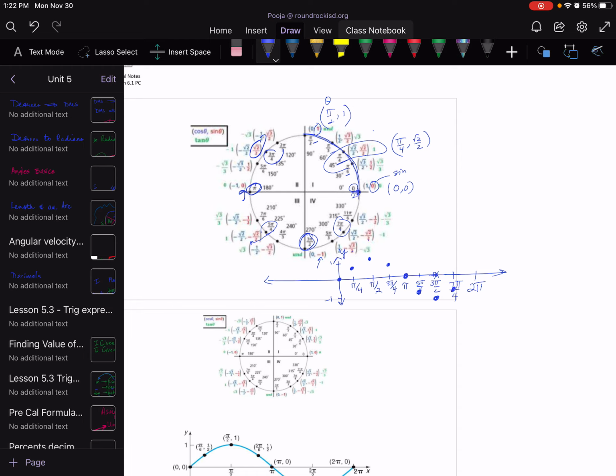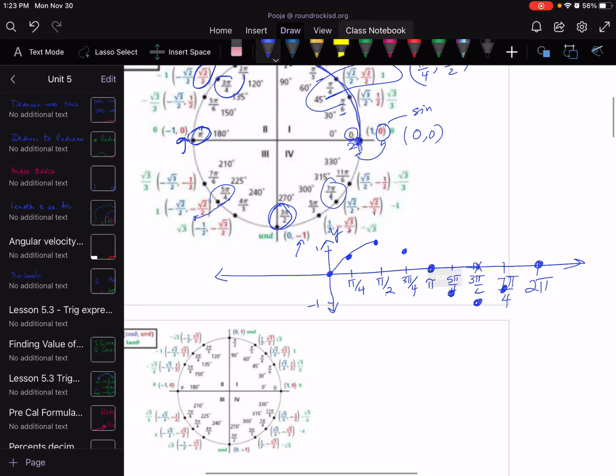And when I get to 2 pi, which is the same as 0, the corresponding sine value is back to 0. Now if I connect these dots, make it bigger.